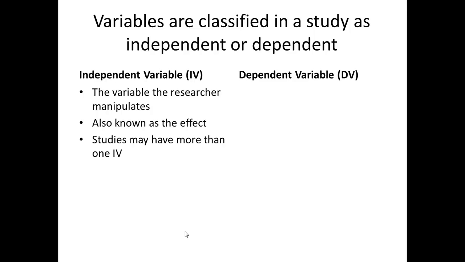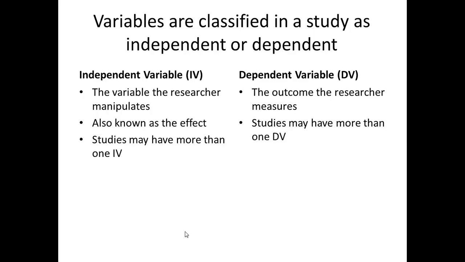Variables are classified in a study as independent or dependent. With an independent variable, this is the one that the researcher can manipulate. It's also known as the effect, and some studies may have more than one independent variable. The dependent variable depends on the independent variable. It's the outcome that the researcher measures, and studies can have more than one dependent variable.